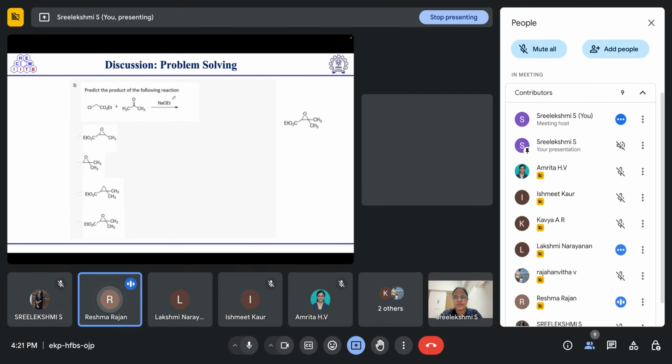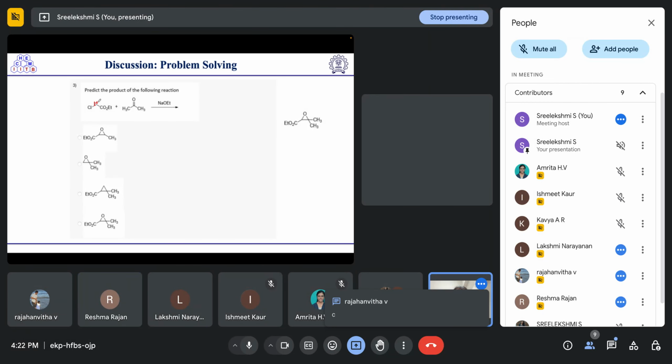See, chlorine is a better leaving group. Again, that concept came to my mind. So from where will the first proton abstraction take place? Next to the chlorine, the CH2 is there, no? It's here because chlorine is electron withdrawing, so first proton abstraction will take place and here one carbanion will be generated.